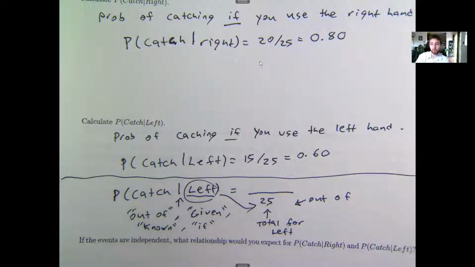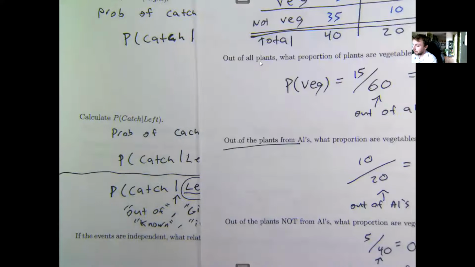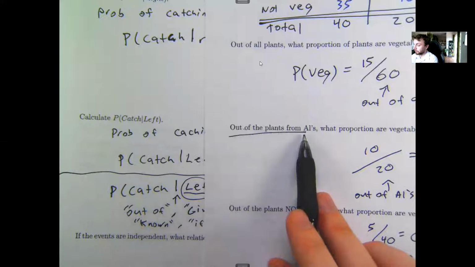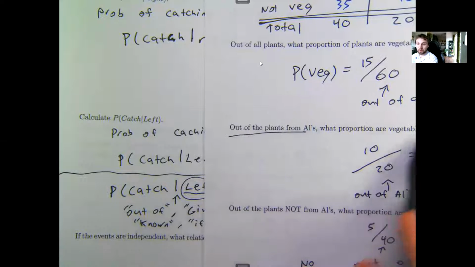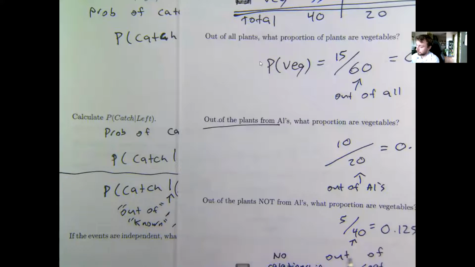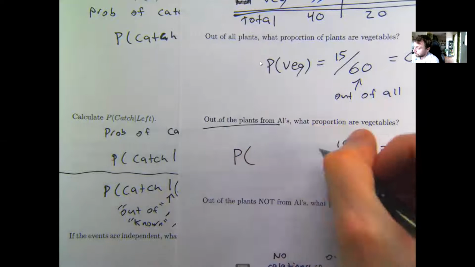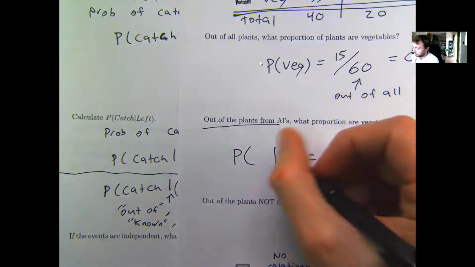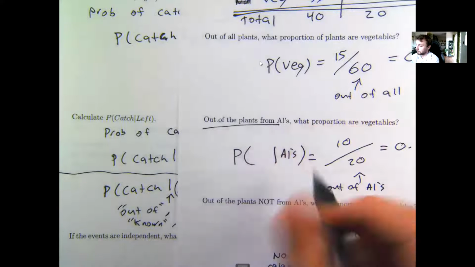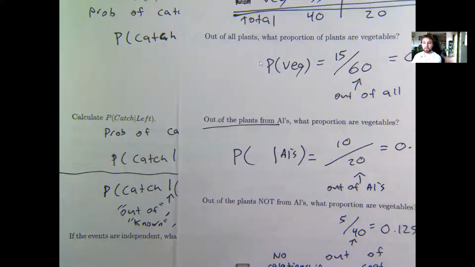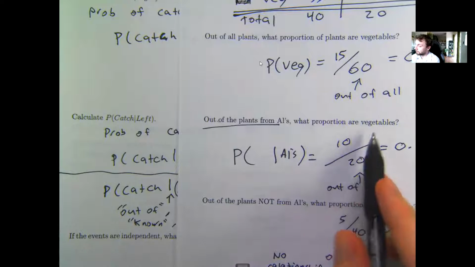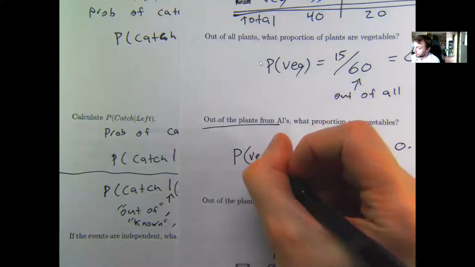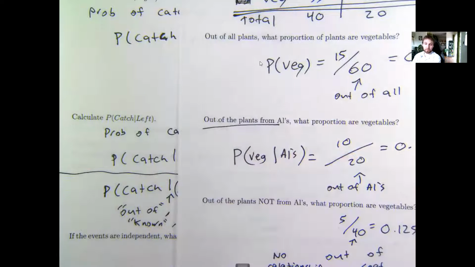I want to label two earlier problems using this kind of notation. Out of plants from owls, what proportion are vegetable? This was dividing by plants from owls. So I would have the vertical line and then owls to say divide by that number. The amount that I wanted on the top was the proportion of vegetable inside of that owl's food.